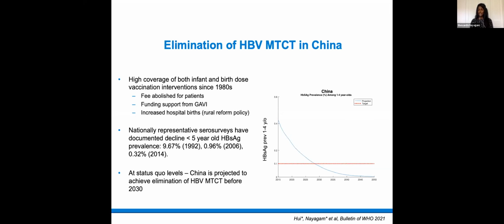We incorporated data on the prevalence and the intervention coverage, and found that at status quo levels, which are very high levels of birth dose, infant vaccination, and HBIG, China is projected to achieve elimination of this and reach this 0.1% target before 2030. So it's just to demonstrate that it is possible even in a high burden country, but it does need a comprehensive evaluation and data and political will.